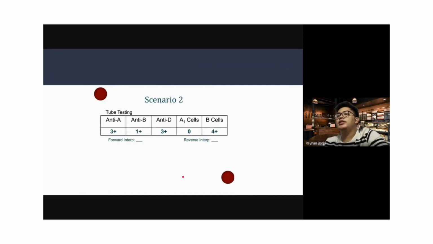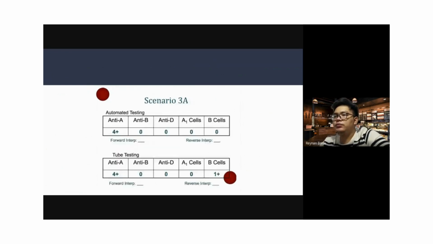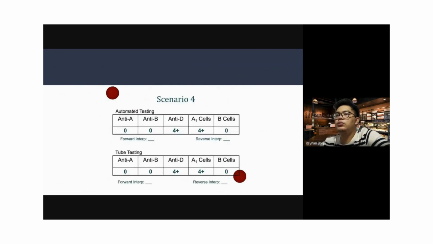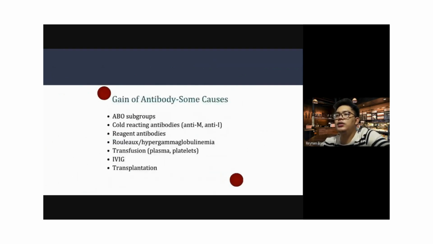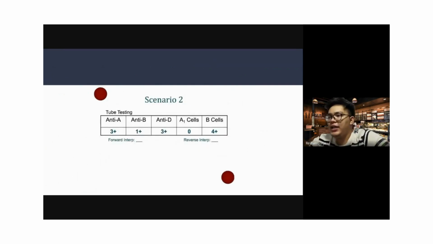Next. Scenario 2. Sa tube testing, anti-A 3 plus, anti-B 1 plus, anti-D 3 plus, A1 cells 0, B cells 4 plus. So, sa forward, ang blood type niya kung babasahin natin is AB positive. Sa reverse naman is A positive. The possible, kung ako, acquired B phenomenon.